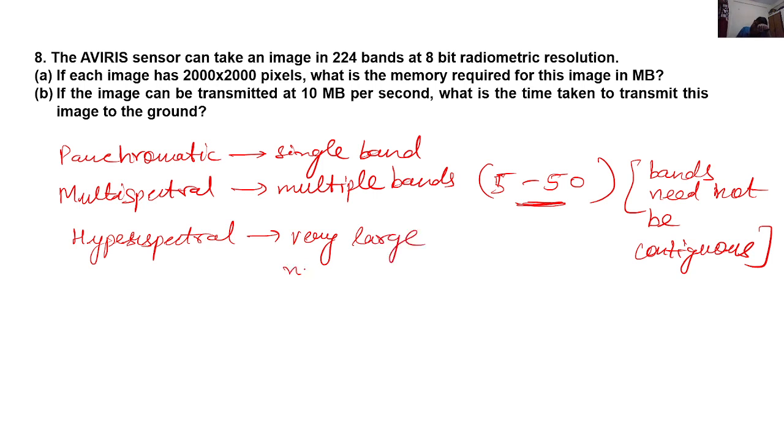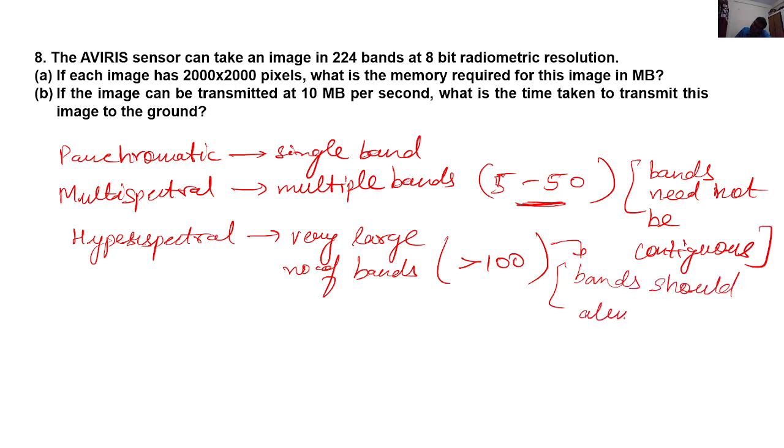a very large number of bands, usually greater than 100, maybe even 224, as in the case of the AVIRIS sensor, the example of which we are taking. And the bands should always be contiguous. That is the basic difference between a hyperspectral remote sensing feature versus a multispectral remote sensing feature.